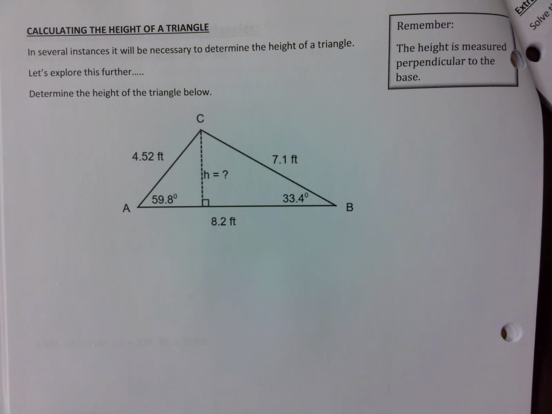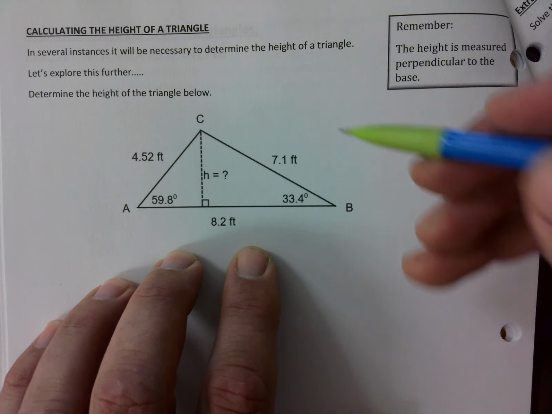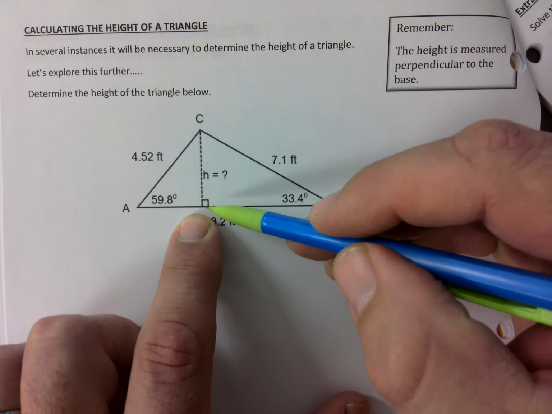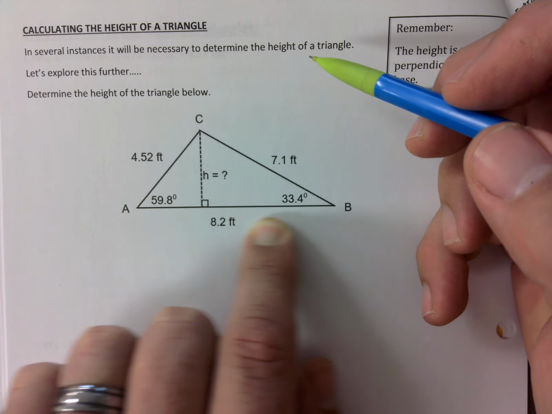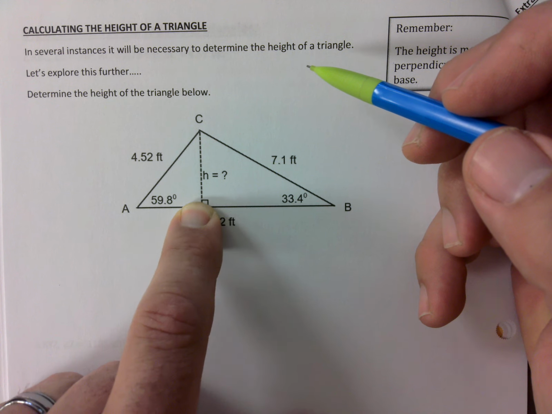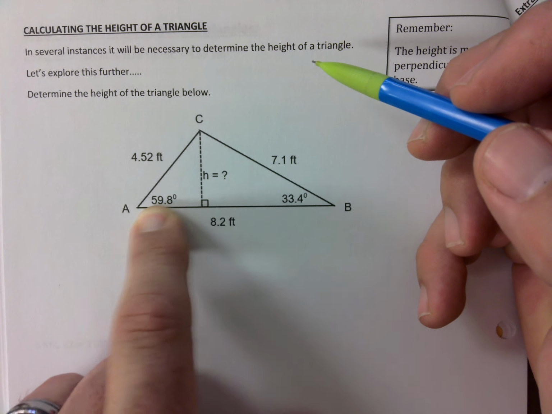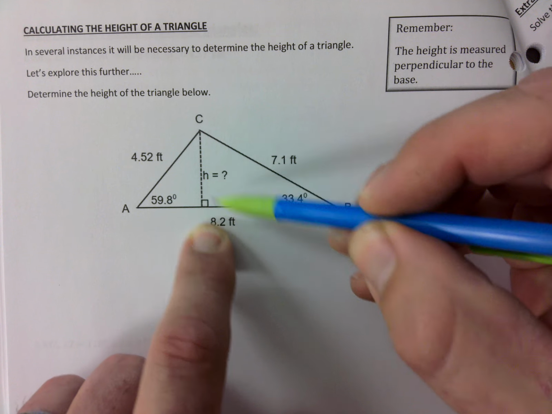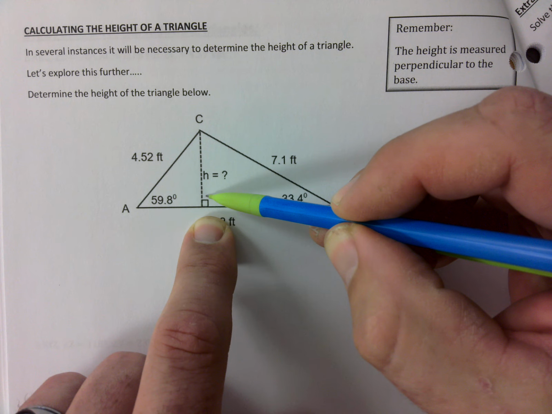So first I'm just going to show you how you could do it without knowing what you're about to find out. By the way, when the straight line is at the bottom, this is our base, and then the height is measured at a 90 from that base, right? The height and the base meet at a 90, right?